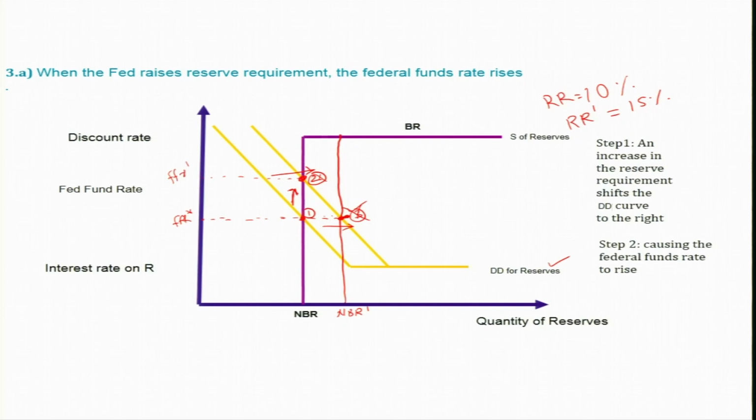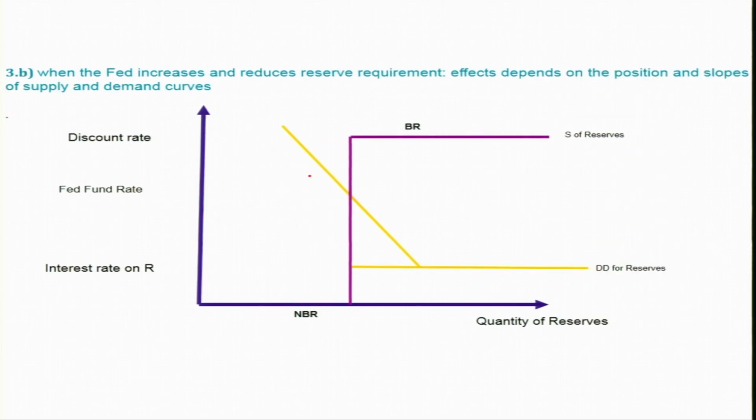Suppose the Fed wants to increase the Fed fund rate by using the reserve requirement. Then they can do it this way: increase the reserve requirement, and as a result you can see that the Fed fund rate will be increasing. What if they reduce the reserve requirement? Here the initial equilibrium position is this FFR equilibrium position, and if they reduce the reserve requirement, we can see that the new equilibrium position is going to be here, and the Fed fund rate is going to decline. The new Fed fund rate is nothing but the interest rate on reserve.